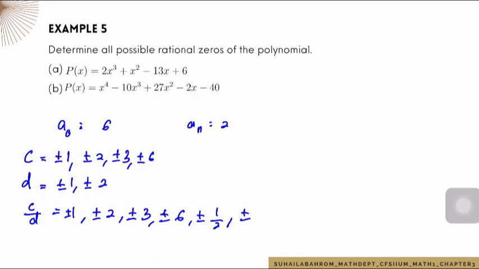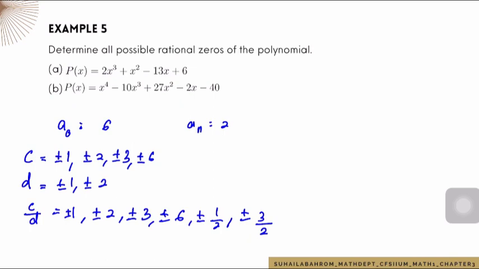Then the next one, 3 over 2. We don't have 3 over 2 yet, so plus minus 3 over 2. And the next one, 6 divided by 2 is 3, so we already have 3 just now. Therefore, these are all the possible rational zeros. We have 1, 2, 3, 4, 5, 6. So there are 6 times 2, so 12 possible rational zeros for this polynomial function.